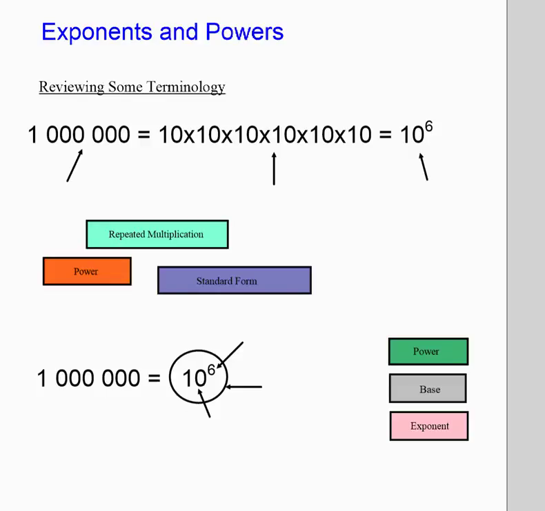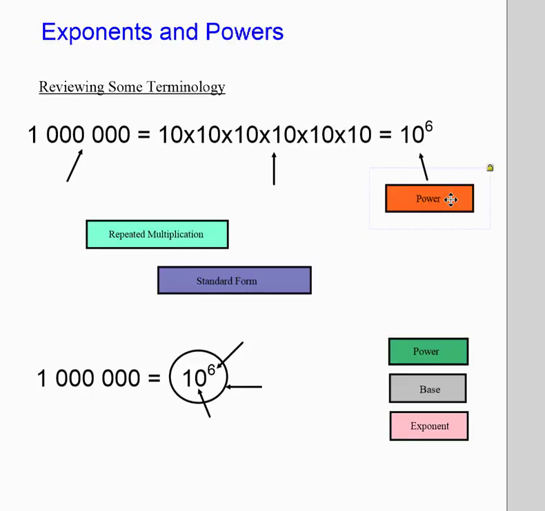So this video just reviews some of the terminology associated with exponents and powers. So remember this whole thing here, 10 to the exponent of 6. The entire thing is called the power. Often we will say 10 to the power of 6. I'm guilty of that as well sometimes, but technically speaking, it's 10 to the exponent of 6, and the power is the entire thing.